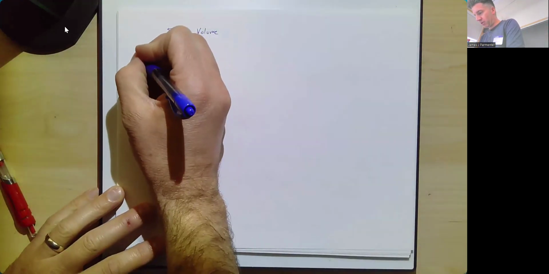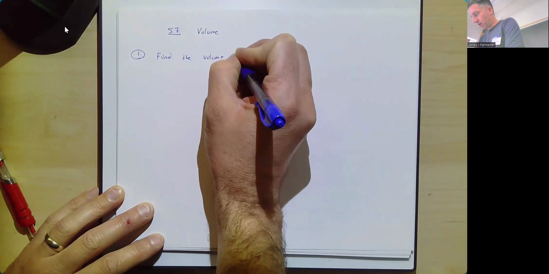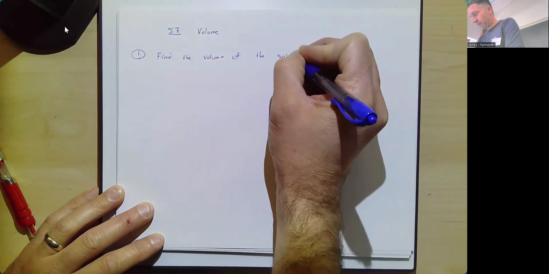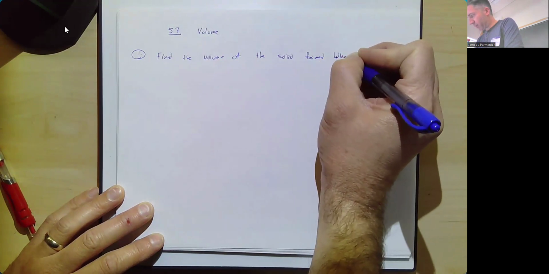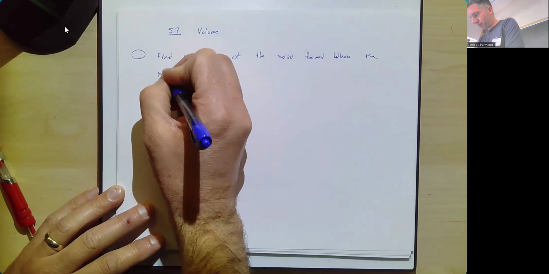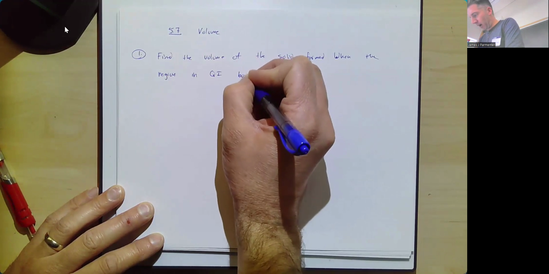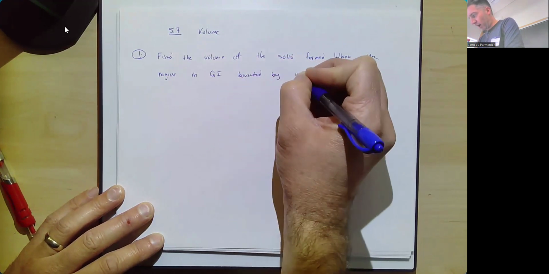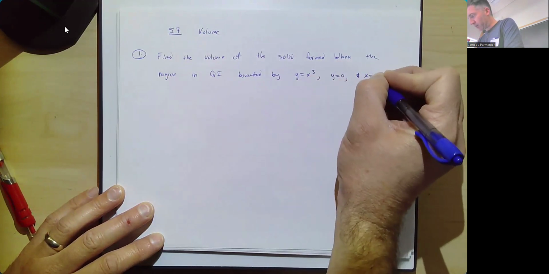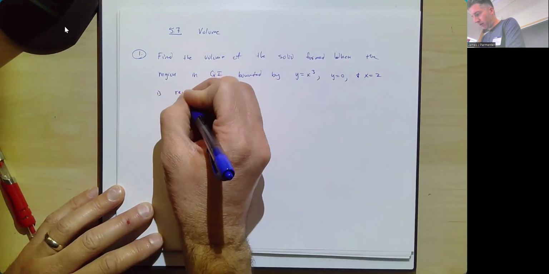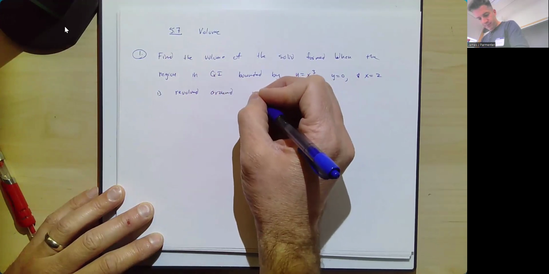So let's say we want to find the volume of the solid formed when the region in quadrant 1 bounded by y equals x cubed, y equals 0, and x equals 2 is revolved around the x-axis.